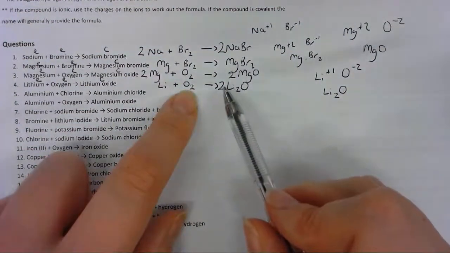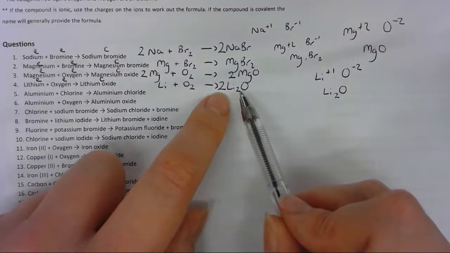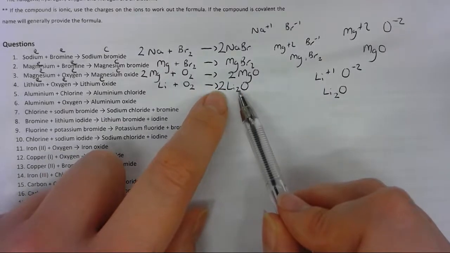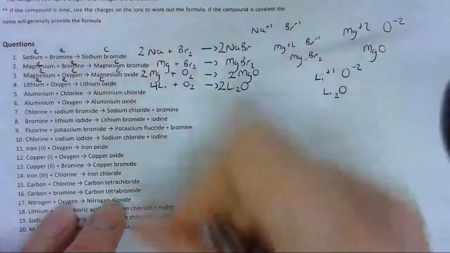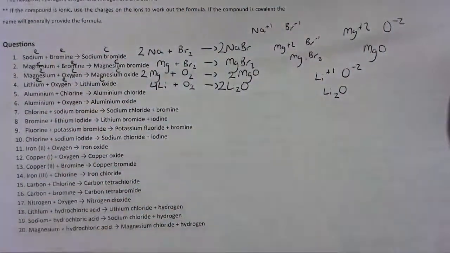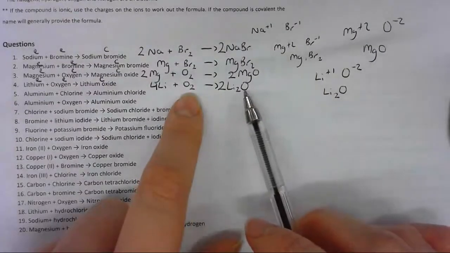That gives me 2 oxygens on the left, 2 oxygens on the right. In terms of lithium, I now have 2 multiplied by 2. I've now got 4 lithiums on the right, which means I need 4 lithiums on the left, and I'm going to put a large 4 in front of lithium. It doesn't matter which way around you balance it, but in this case, balancing the oxygen first was helpful.